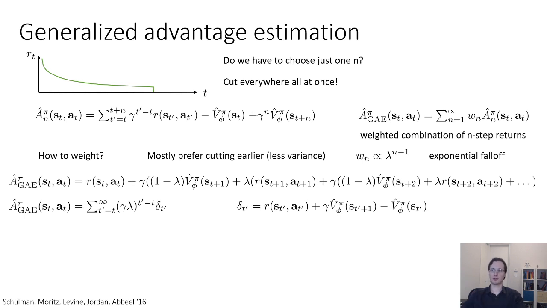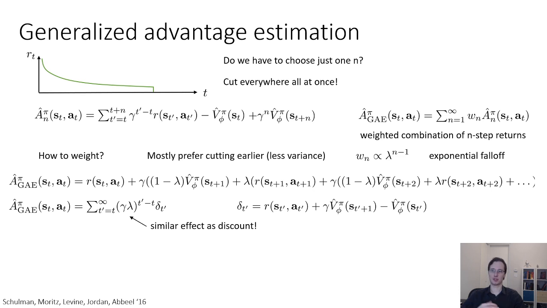So this can allow you to trade off bias and variance just by choosing this lambda, which acts very similarly to a discount. The larger lambdas look further in the future, smaller lambdas use value functions closer to the present. So it has a very similar effect as the discount, which also maybe sheds some light on the role that discounts play in policy gradients.